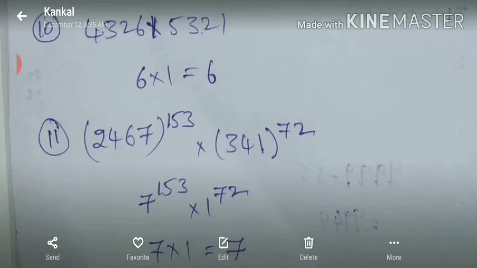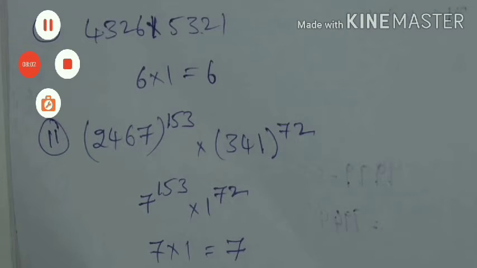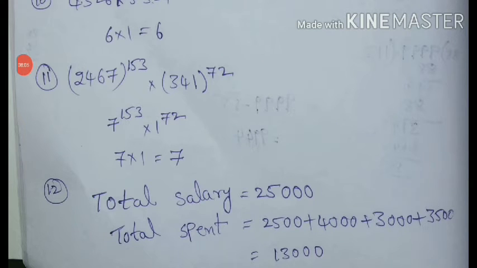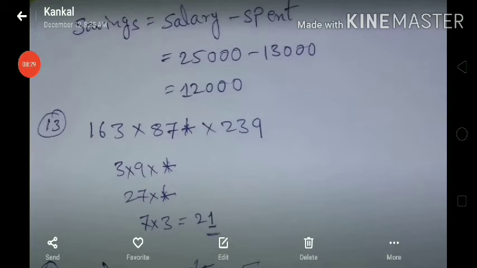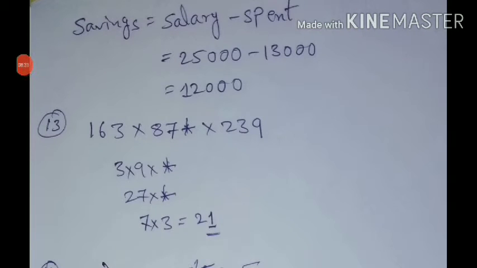Next, a man's monthly salary is 25,000. He spent 2,500 on clothes, 4,000 on food, 3,000 on house rent, and 3,500 on education monthly. His monthly savings is total salary 25,000 minus total spent 13,000. Add all the spends, 13,000. Then his savings equal to salary minus spent, 25,000 minus 13,000. That is 12,000. His monthly savings is 12,000.